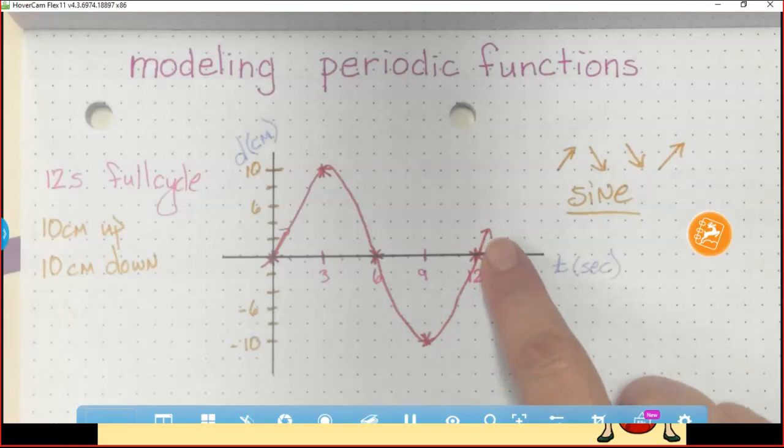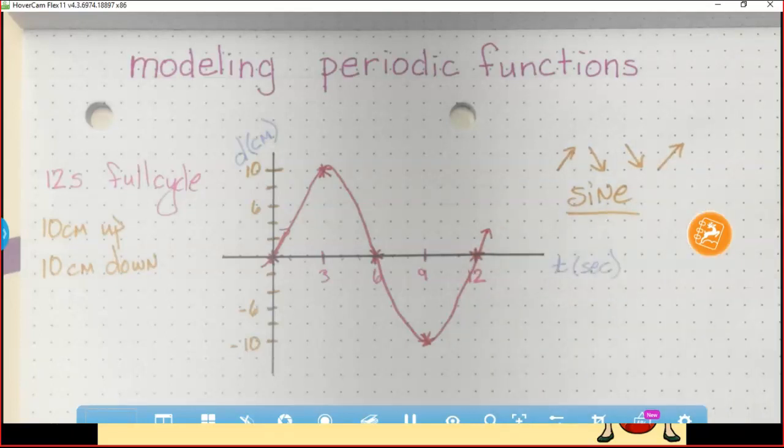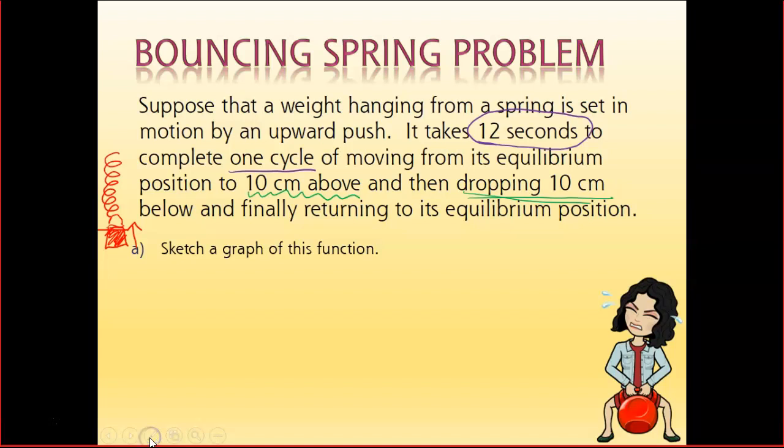No, it'll continue. That's what that arrow means, right? If I have no friction, no air resistance, all that stuff, it's going to continue that forever. But in real life, we're not living in a vacuum, so it doesn't quite do that. Now, first thing, sketch the graph.